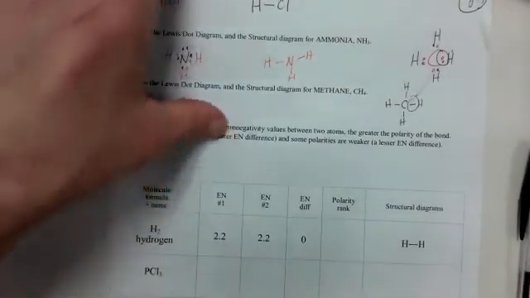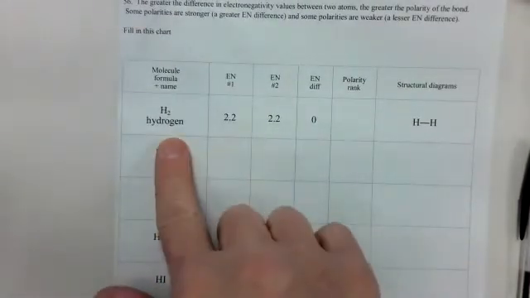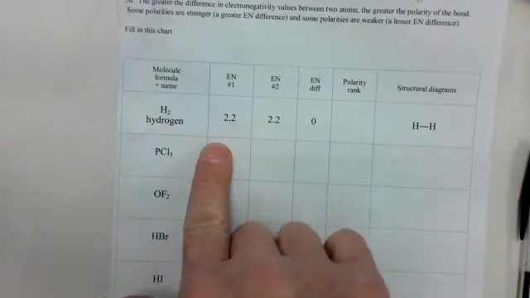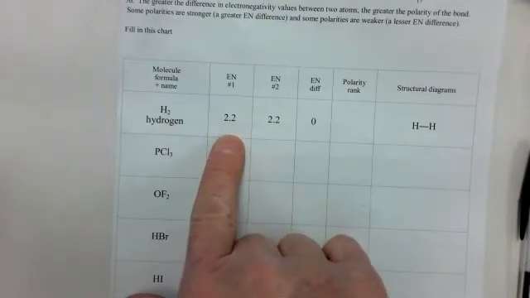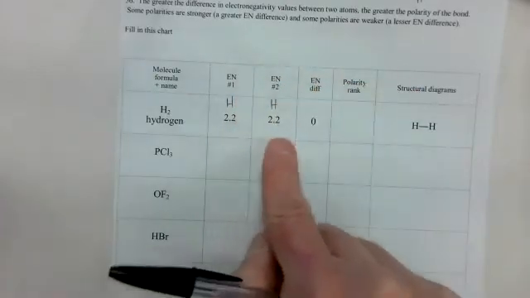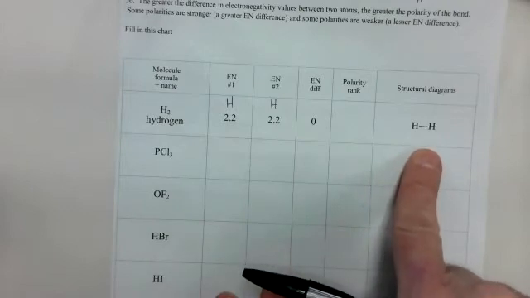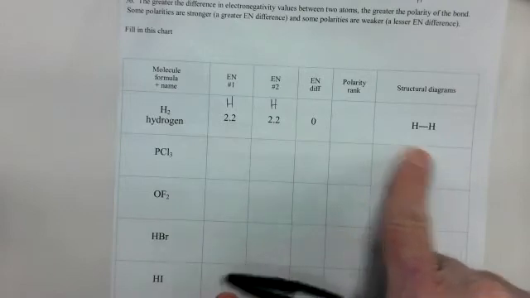So we're going to fill in this chart and talk about this, and this will make good sense to you quick. First molecule I gave you is called hydrogen, H2. Atom number 1 is H, right? Atom number 2 is H, and the difference between them is 0. And this is what's called the structural diagram, right?